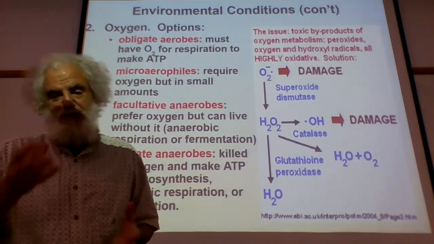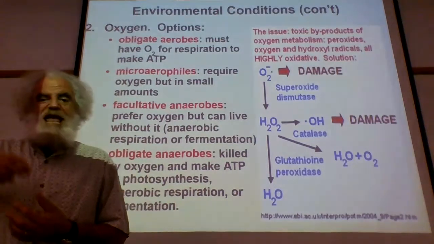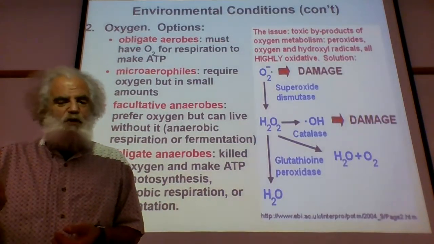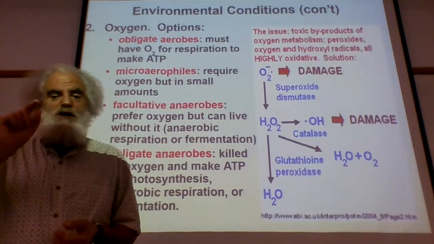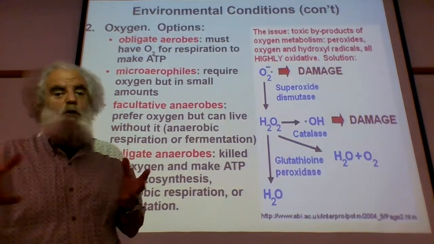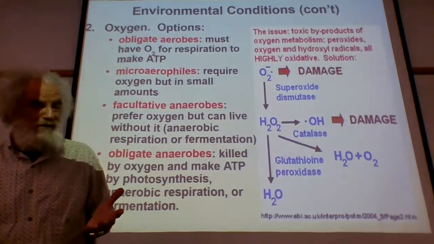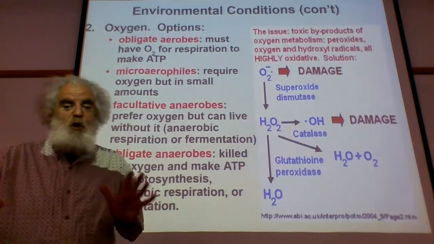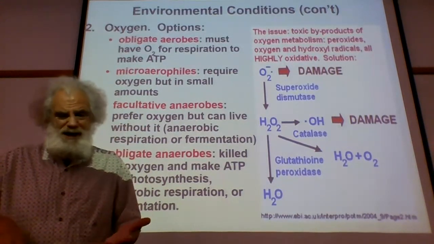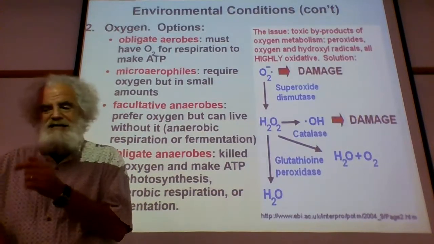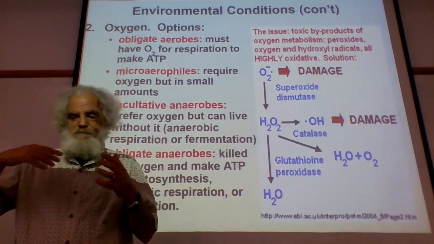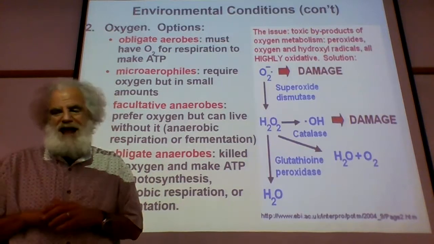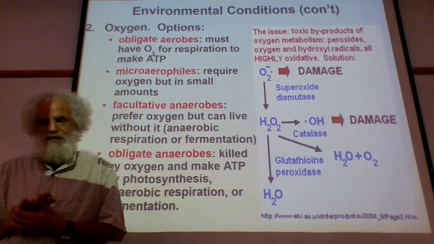And then we've got some bacteria like Clostridium botulinum, the bacterium that causes botulism. It is an obligate anaerobe. It requires the absence of oxygen in order to actually grow. Let's kind of think about that for a minute. They require a growth condition that has no oxygen around. They're killed by oxygen. They're making ATP either by photosynthesis or primarily by anaerobic respiration or fermentation.